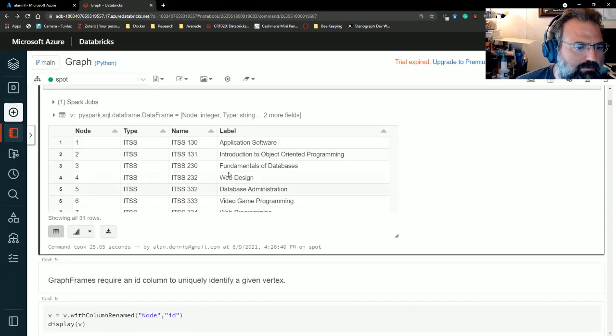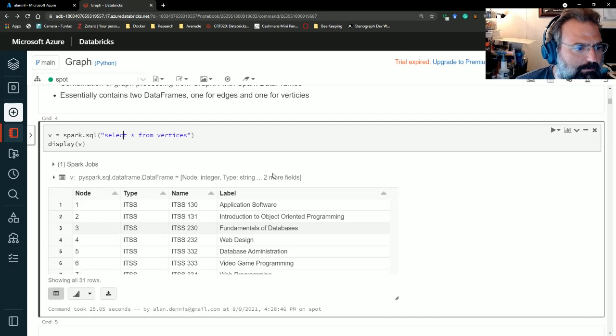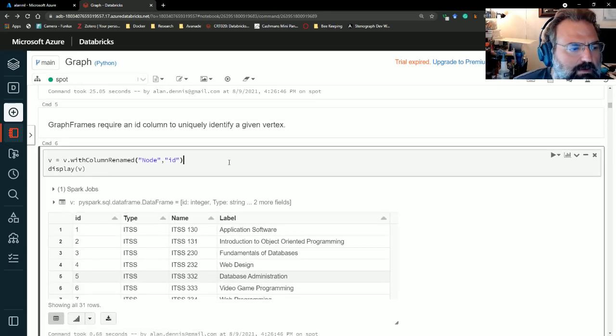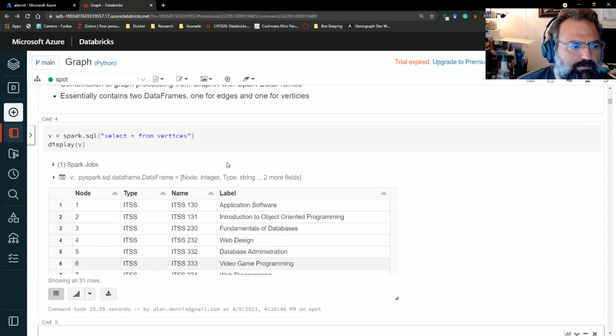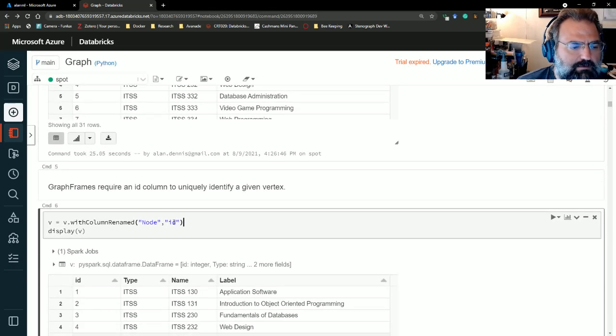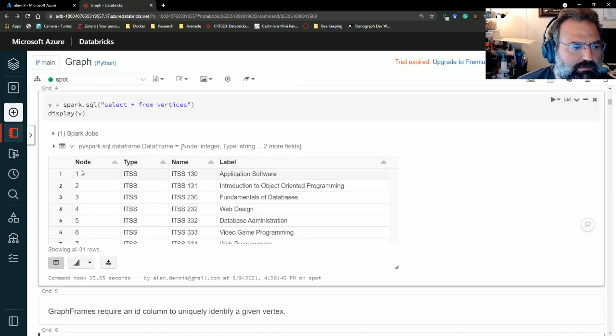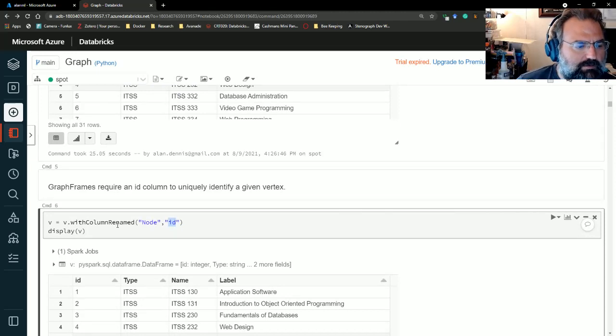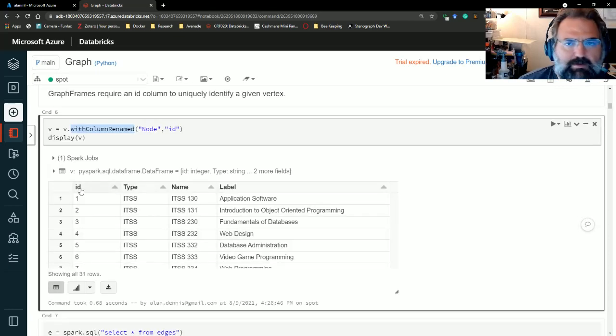And so this is basically retrieving the vertices. The next step is to go through and rename them. So one of the unique things inside of graph frames is that it has to have an ID. It looks at the name of the column as ID. In this case, I previously called it node. I'm renaming it, and that's what this is saying: take the data frame that I have and rename node to ID. And so doing so, we can now see that I have an ID column.